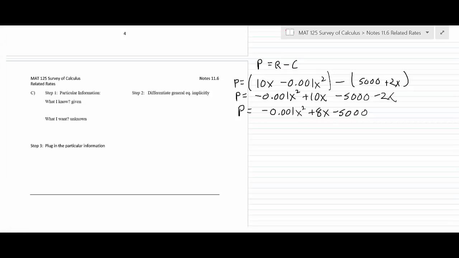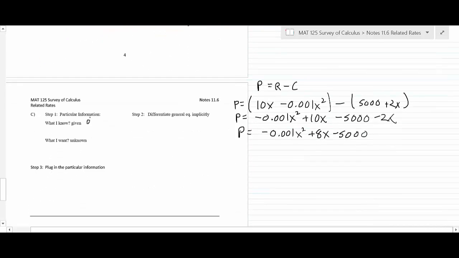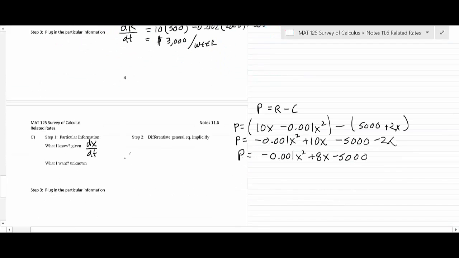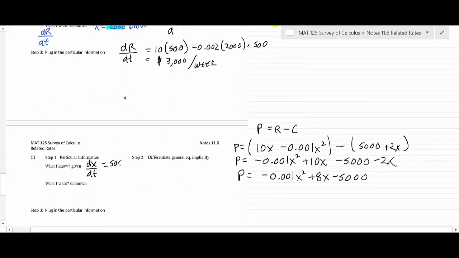Now the minus distributed through there and changed those signs. Okay, now we still know the same stuff. We know that dx over dt hasn't changed. That's still, what, 500? 500 drives per week. And we also know that the production level was 2,000 drives, so x is 2,000 drives.